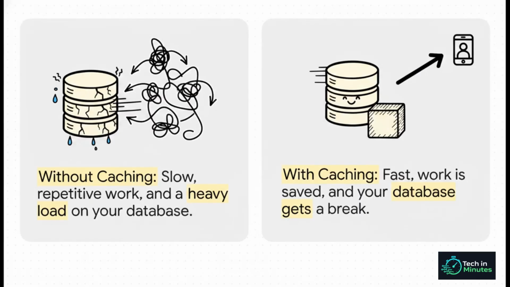So, what's the bottom line here? Well, without caching, things are slow. Apps do tons of repetitive work, and the main database gets overwhelmed. But with caching, using a tool like Redis, everything is fast. Work is done once and then saved, and the database gets a much-needed break. The difference really is night and day.